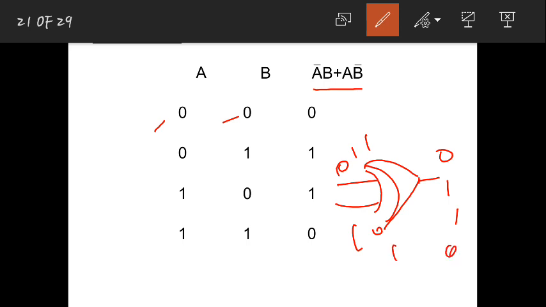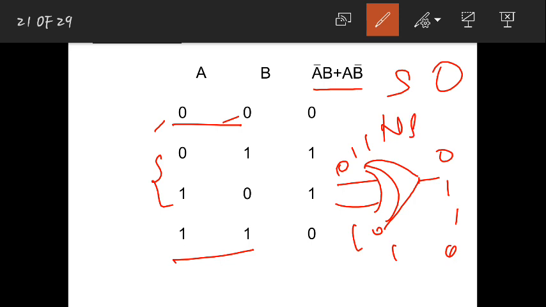So by this I can say that when both inputs are the same, the output is always equal to 0. When both inputs are not the same, then the output is equal to 1. You can define it in any way: whenever the two inputs are similar the output is 0, or when there is a difference in the inputs, the output is equal to 1. In that way you can mention it.